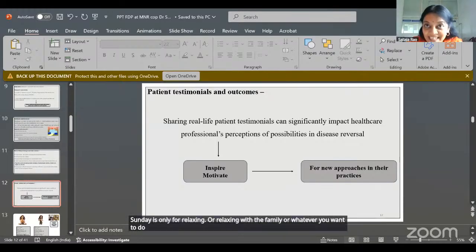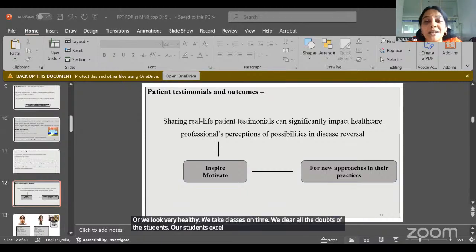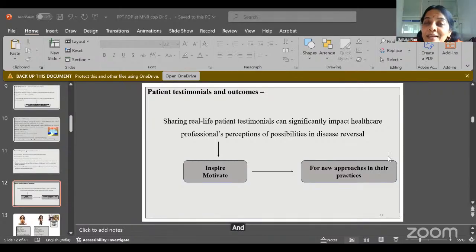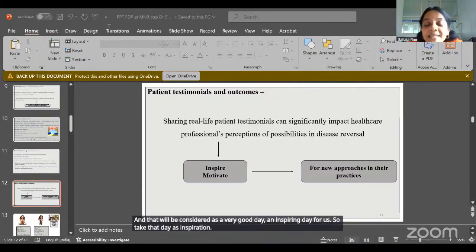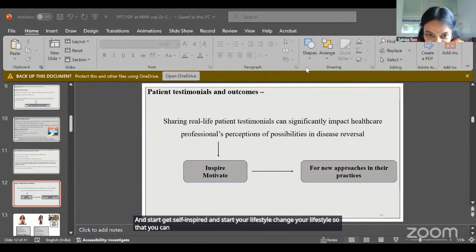In the 6 days, there will be one day where we look beautiful, we look handsome, or we look very healthy. We take classes on time. We clear all the doubts of the students. Our students excel in conference. They get awarded, and that will be considered a very good day, an inspiring day for us. So take that day as inspiration and get self-inspired and change your lifestyle so that you can prevent each and every disease. Next slide.